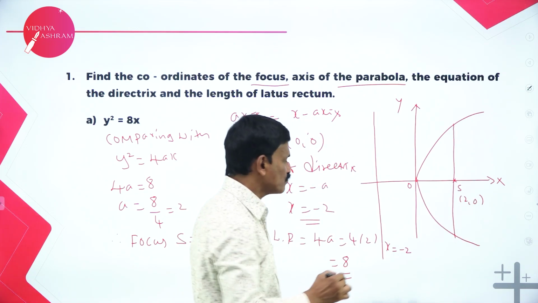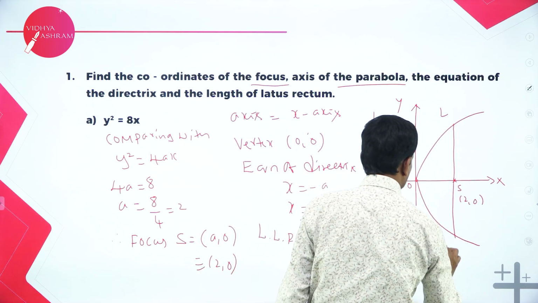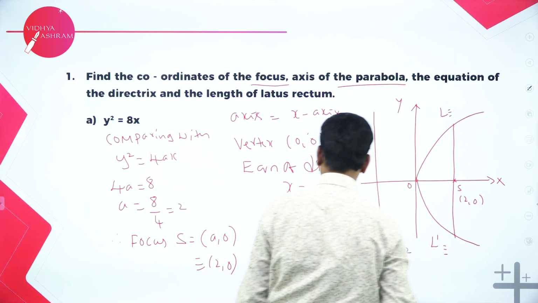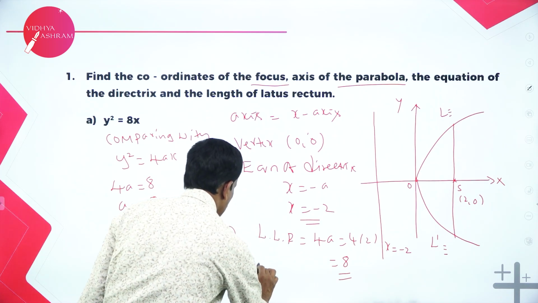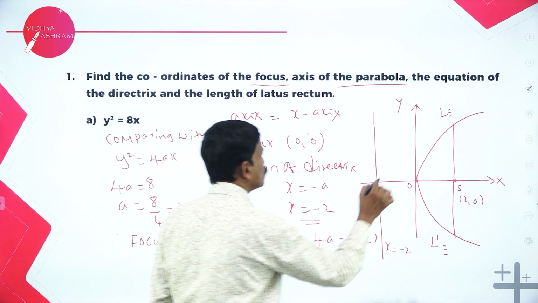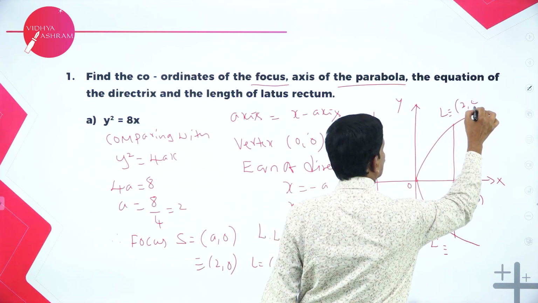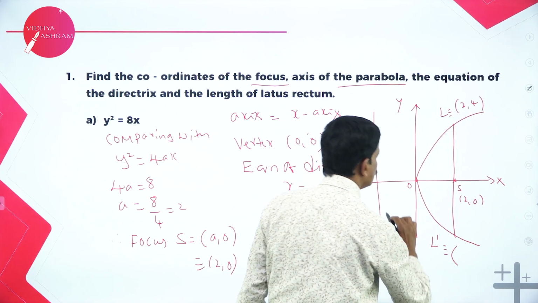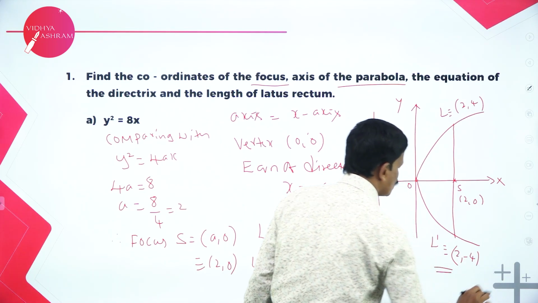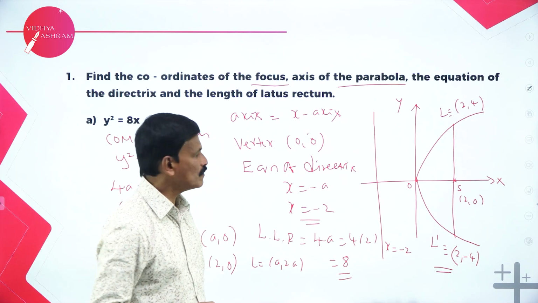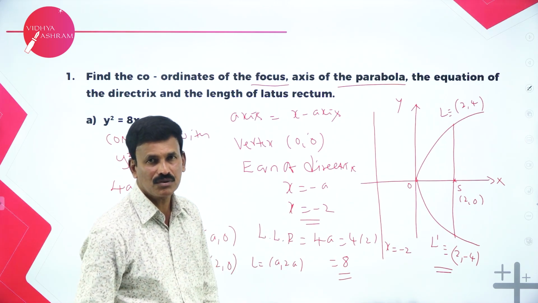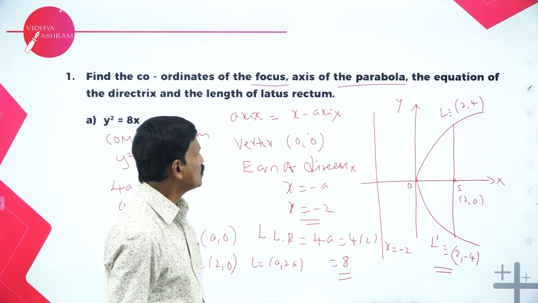This is the length of latus rectum, L and L'. If you want to find the coordinates of L and L', L is equal to a comma 2a. A is 2, 2 into 2 is 4, so this is 2 comma 4, and L' is x positive, y negative, 2 comma minus 4. So these are the ends of latus rectum. This is the shape of the curve, a parabola which is opening right side. Now, move on to the next problem.